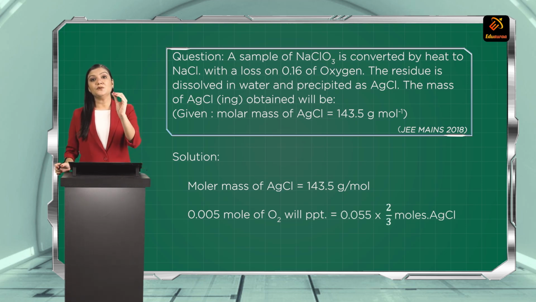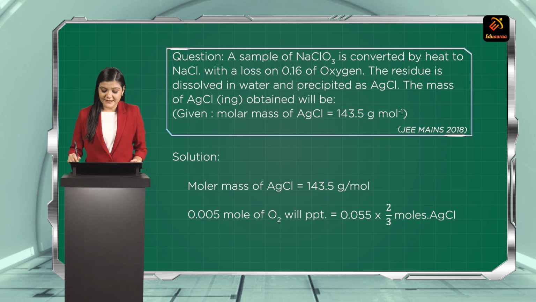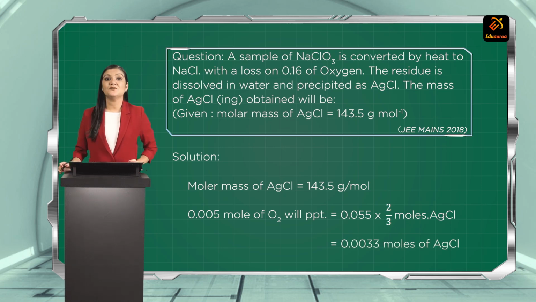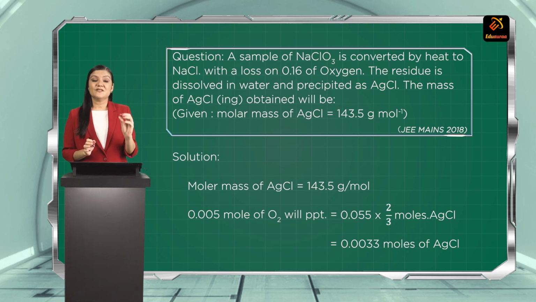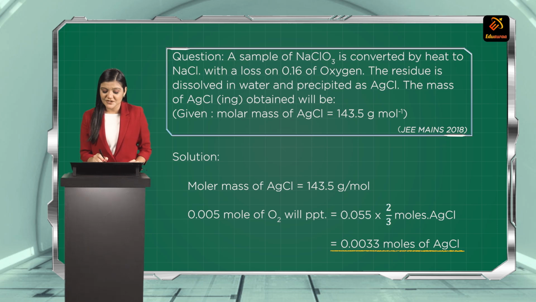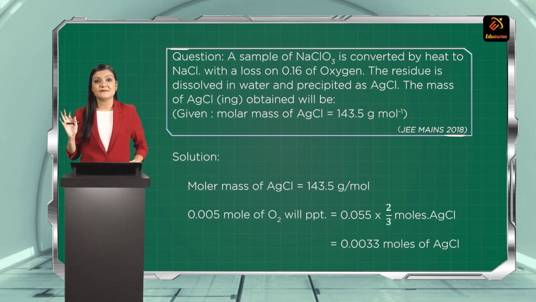0.005 into 2/3 moles of AgCl. So over here we have compared the oxygen and AgCl stoichiometric coefficients. And if I find out the correct answer, then answer is 0.0033 moles of AgCl, which means 0.005 moles of oxygen will produce this much amount of AgCl.